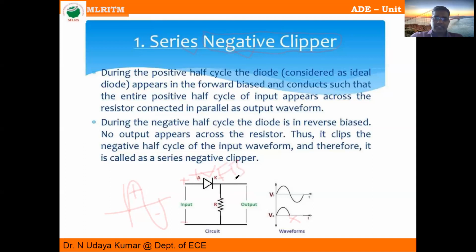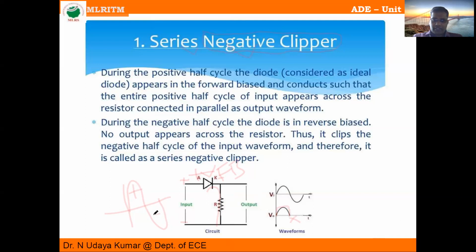Forward bias means it is conducting. So current is passing through this. Whenever the positive signal is coming, it is rectifying.